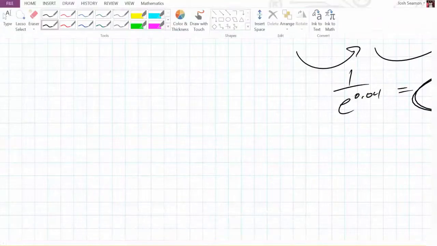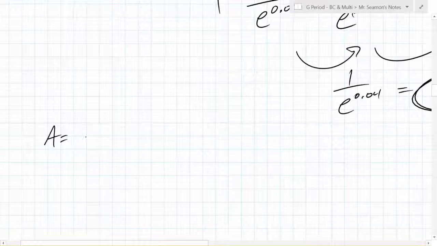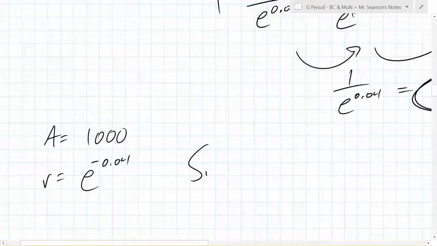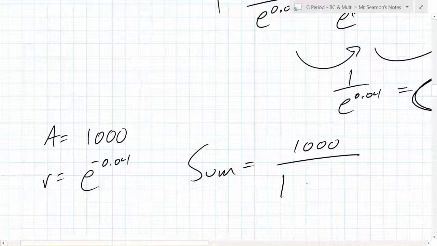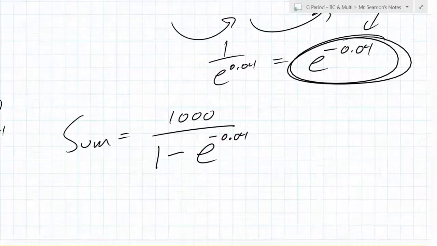What's our initial value? What's our A value? We already decided what it is. It's 1,000, right? And we know our r value is e to the negative 0.04. So what's the sum going to be? 1,000 over 1 minus e to the negative 0.04. Exactly. So at this point, what do you have to use?